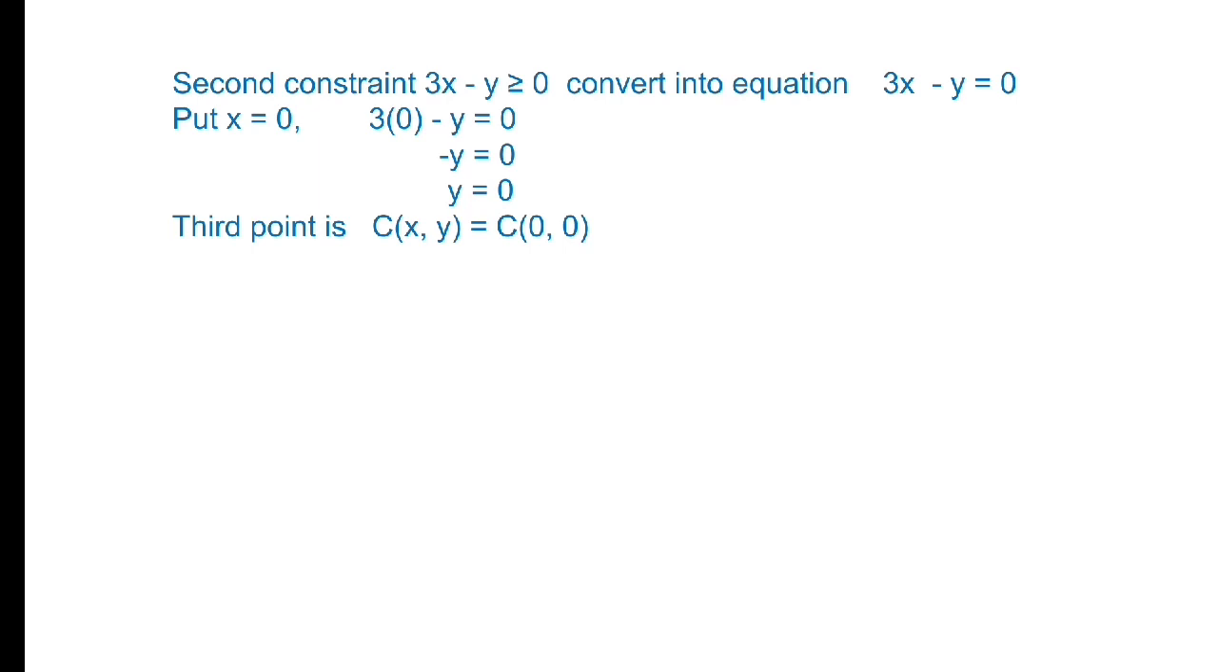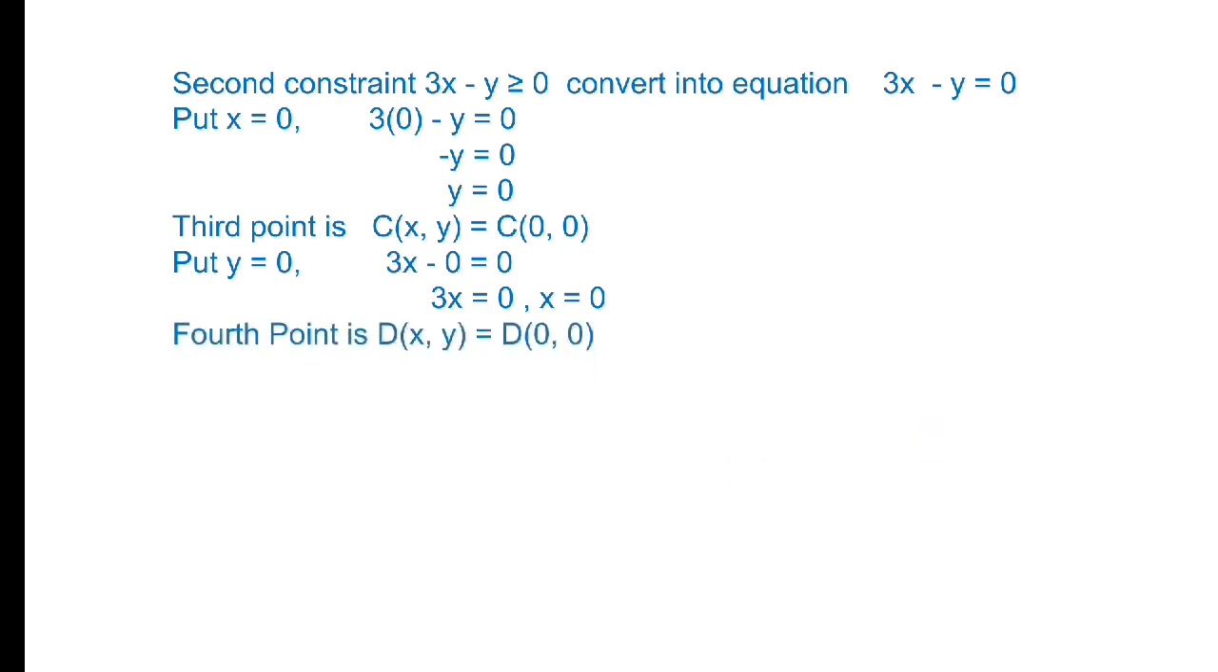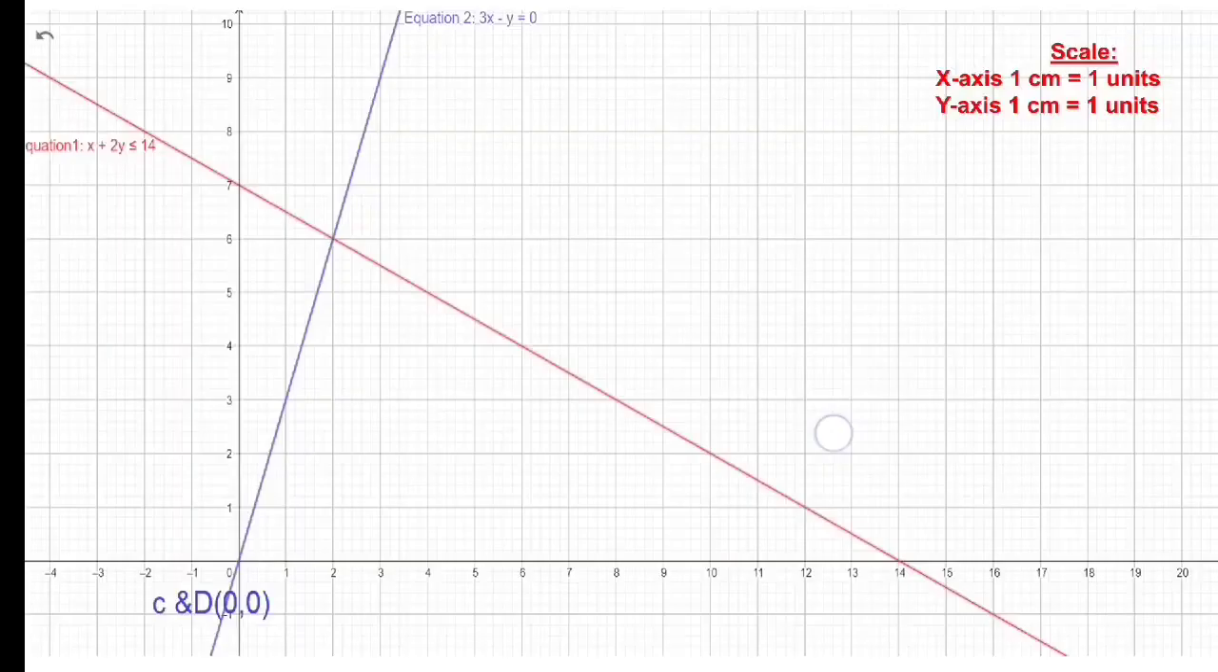Similarly, if you substitute y equal to 0 in 3x minus y equal to 0, 3x equal to 0, therefore x equal to 0. Here also the point is the same. That means this line is passing through the origin. That is the reason both points are the same, 0 comma 0. For this, the graph is in blue color, 0 comma 0. C and D points are in the same place.